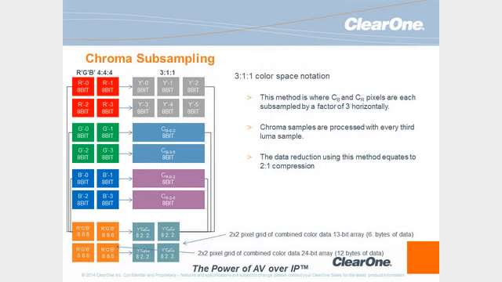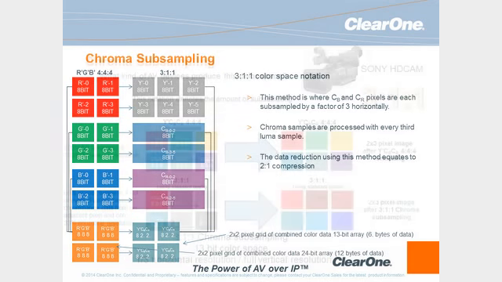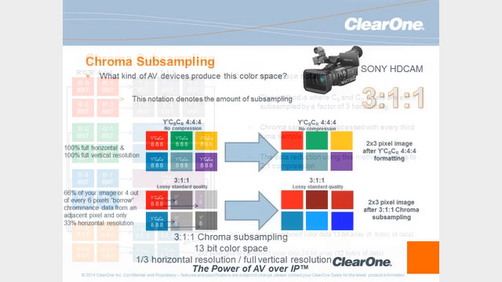Now let's take a look at a couple of these notations for popular electronic equipment. 311 is a popular one you'll see a lot, and this is the method where the chroma samples are processed with every 3rd luma sample. And so the data reduction is a 2-to-1. It's a pretty good reduction, as you can see on the image there.